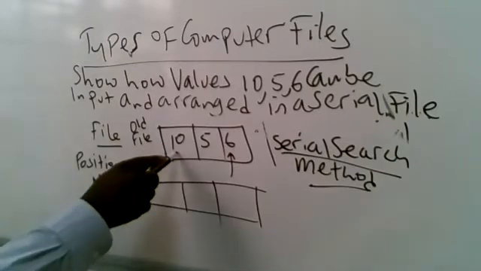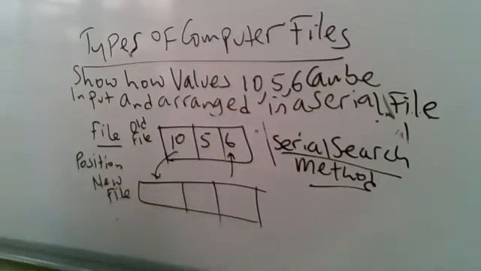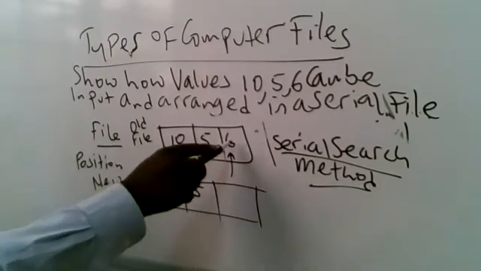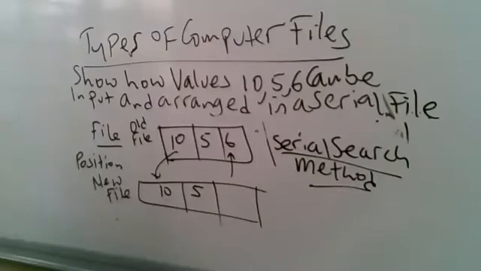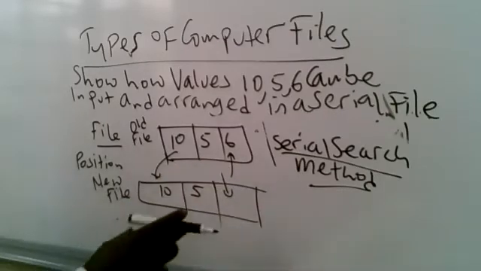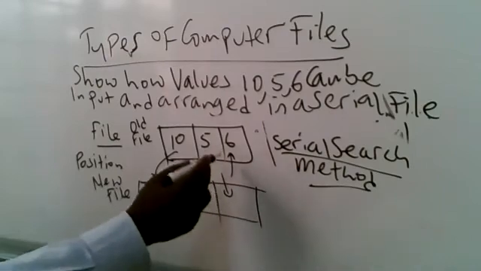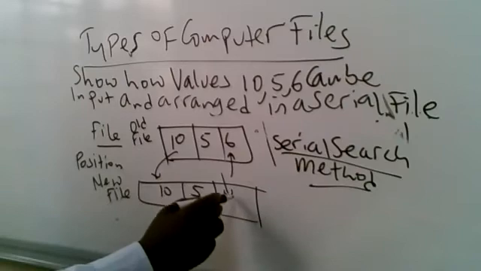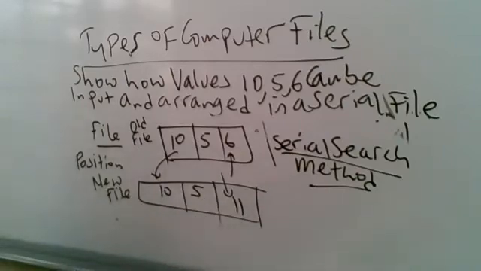Then to copy the values, beginning from the first value, it will transfer them to the new file. Then when it reaches the value that needs to be updated, it will update that value and put it in the new file. So here, if you want, for example, to change 6 to become 11, then here we shall copy 11.